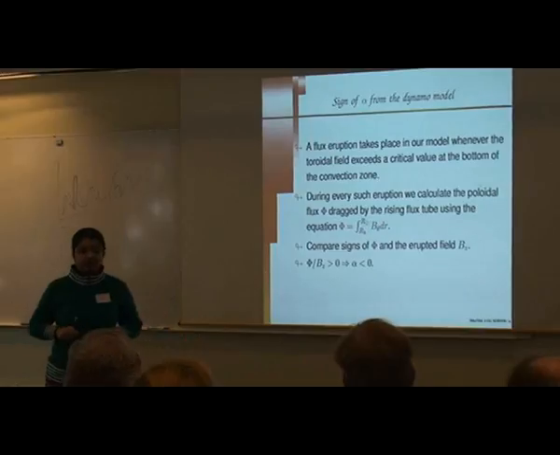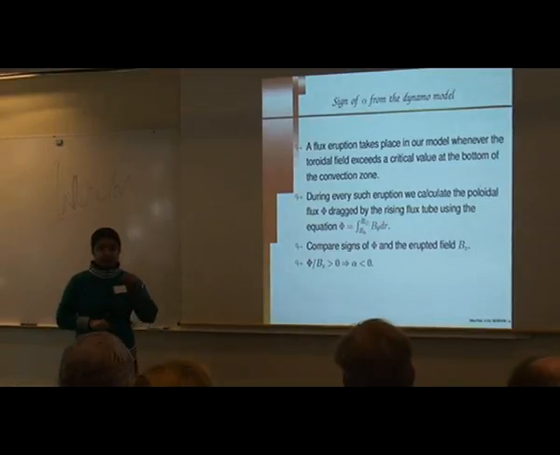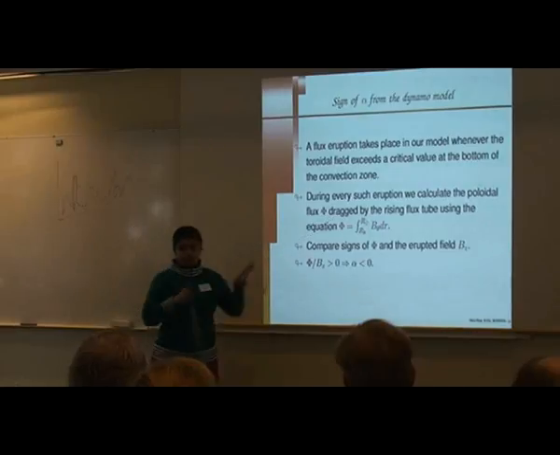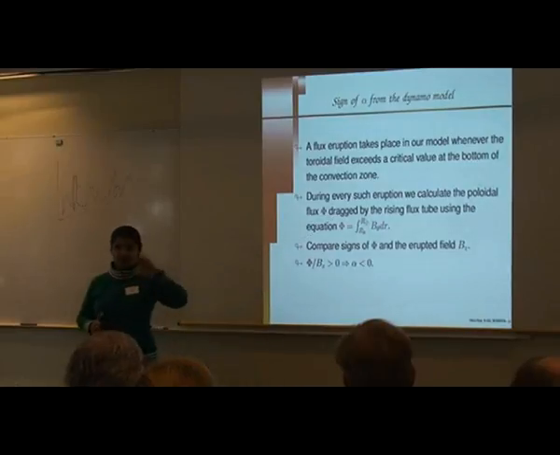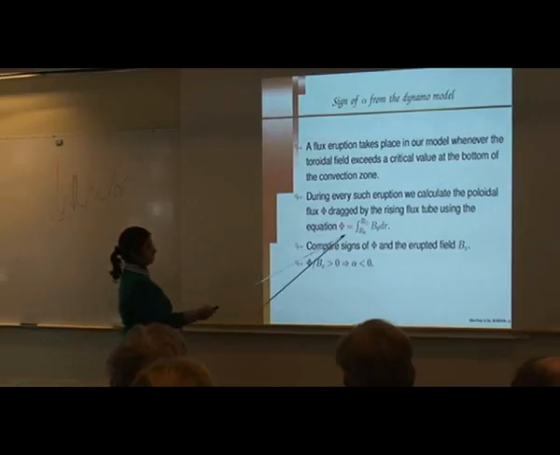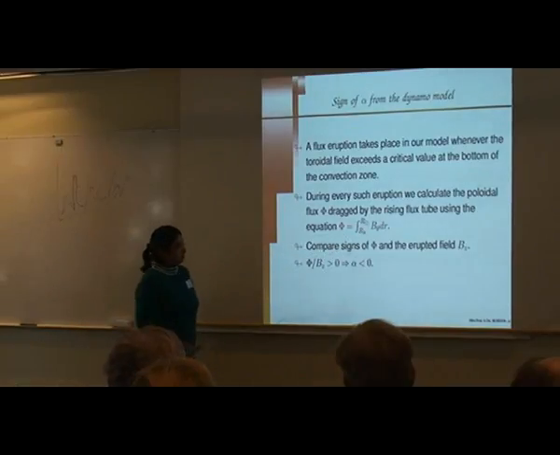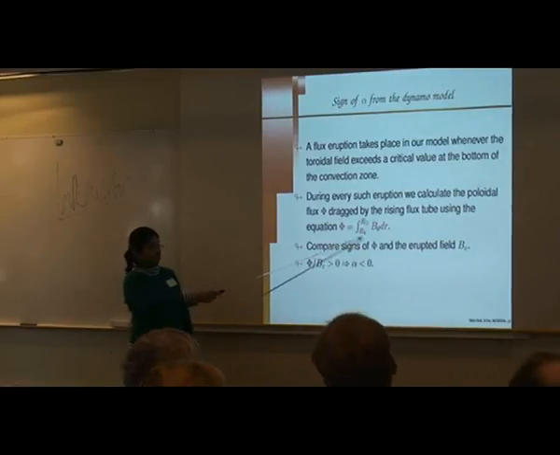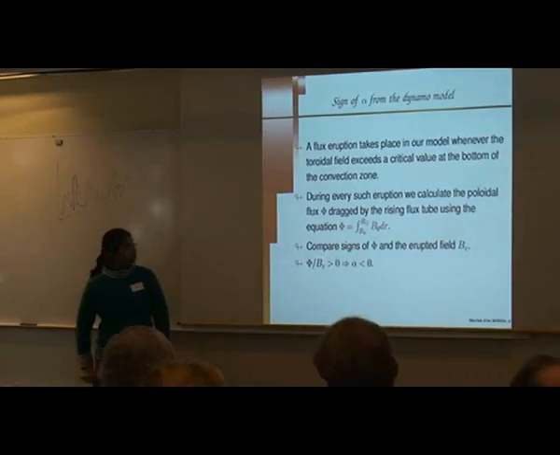Oh, because that is the toroidal field, and we are talking about flux tubes, so the toroidal field is dragging this poloidal flux, which is weak and is all over the convection zone. So we calculate this flux using this integral over d theta and dr, where r goes from the bottom of the convection zone to the top.